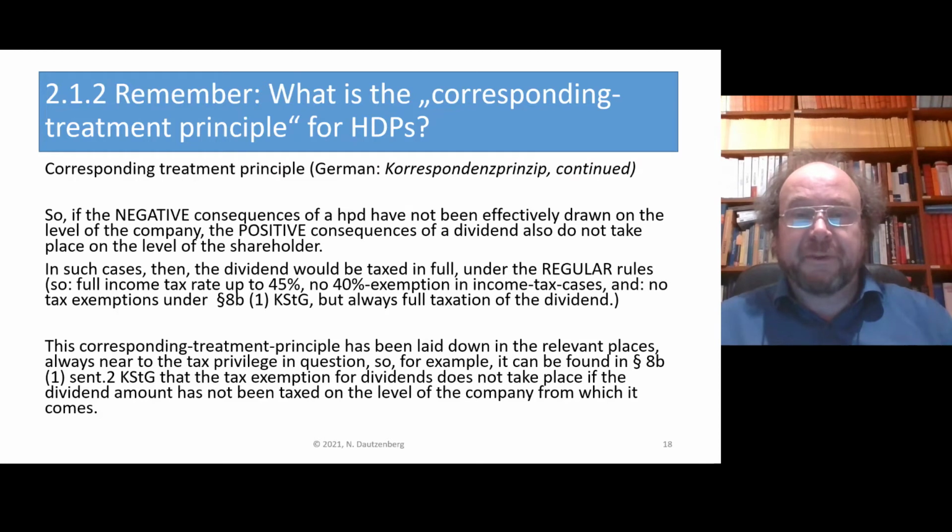When you read 3 number 40, somewhere hidden in that very lengthy list of payments which are privileged under the 60/40 rule, there is one sentence which says this whole thing does not apply if the dividend has not been taxed at the source. And also in 8b(1) there is a rule: the tax exemption for dividends which a corporation receives does not take place if it comes from a corporation which has not paid tax on it, so where it has been treated as an expense and lowered the taxable income.